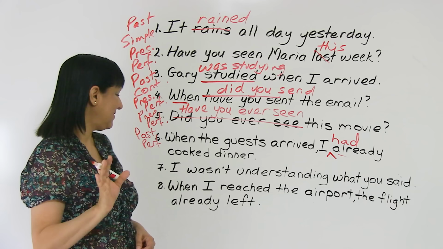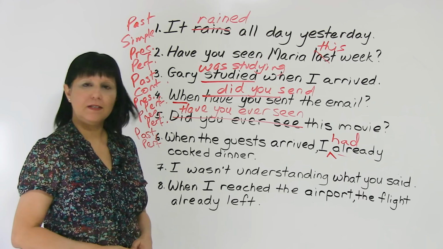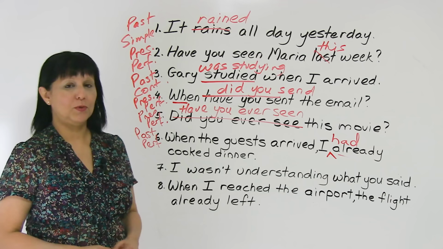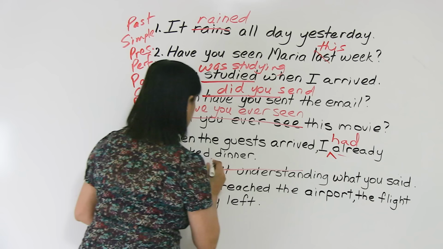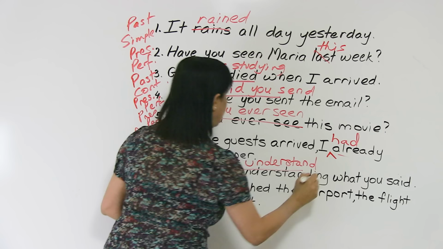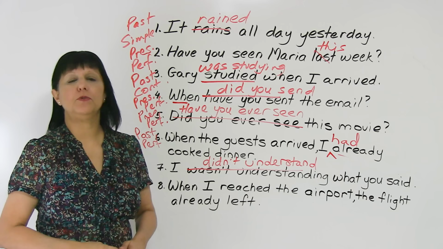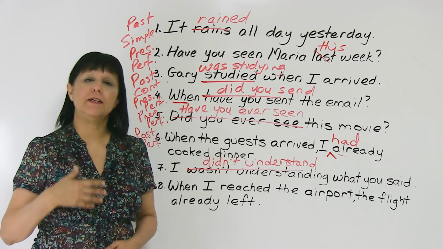Number seven, I wasn't understanding what you said. Well, that's not right. It should be, I didn't understand what you said. Why? Because there are certain verbs which we cannot use in the continuous form. They are called stative verbs.